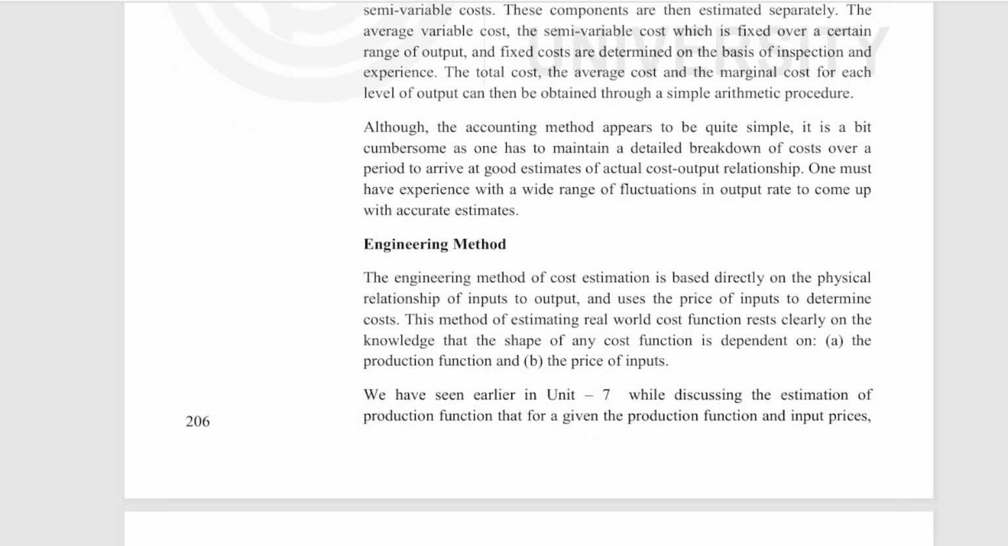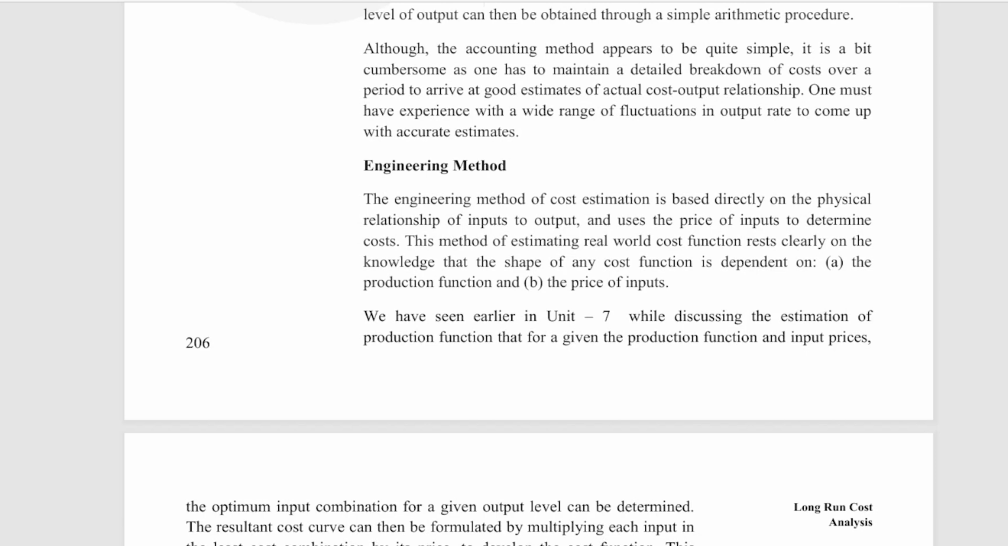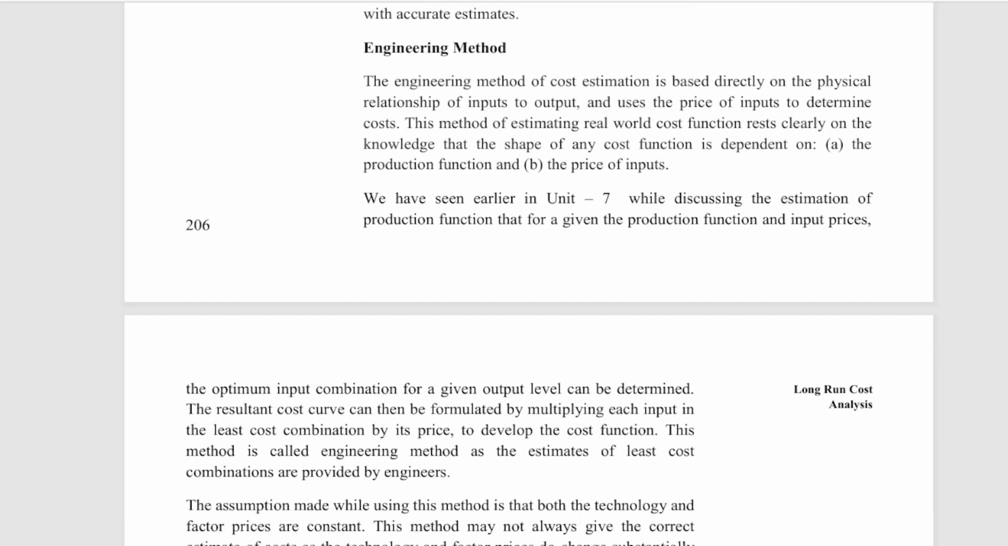The total cost, the average cost, and the marginal cost for each level of output can then be obtained through a simple arithmetic procedure. Although the accounting method appears to be quite simple, it is a bit cumbersome, as one has to maintain a detailed breakdown of cost over a period to arrive at a good estimate of actual cost output relationship. And one must have experience with a wide range of fluctuation in output rate to come up with an accurate estimate. And next is engineering method.